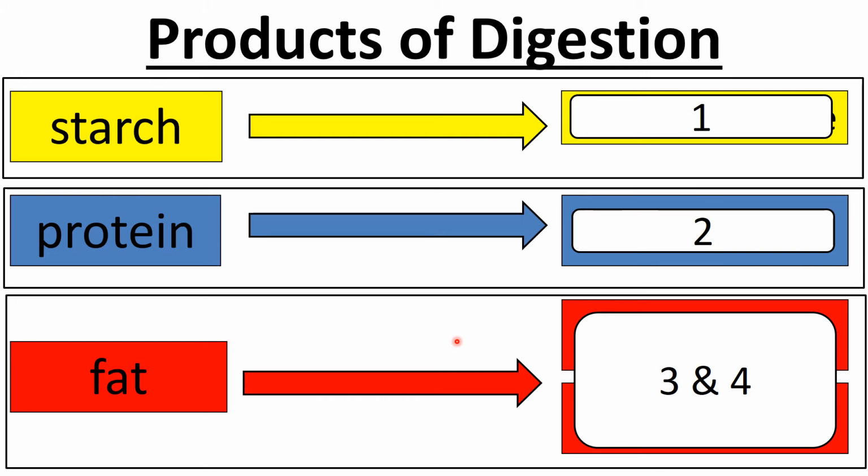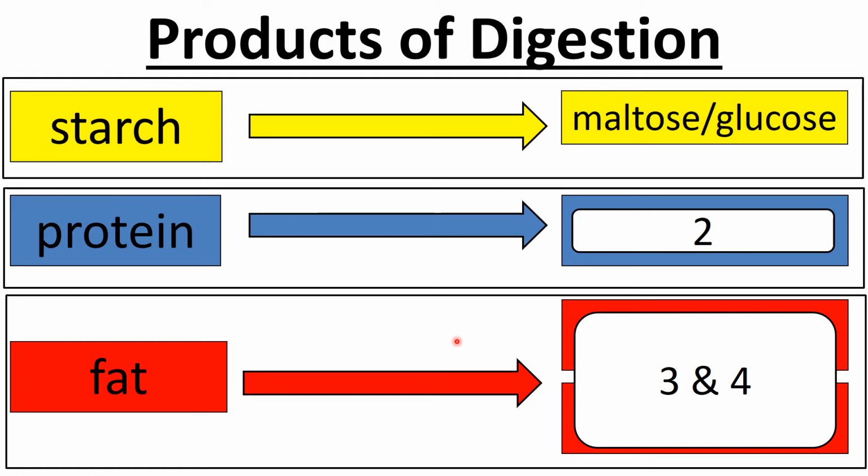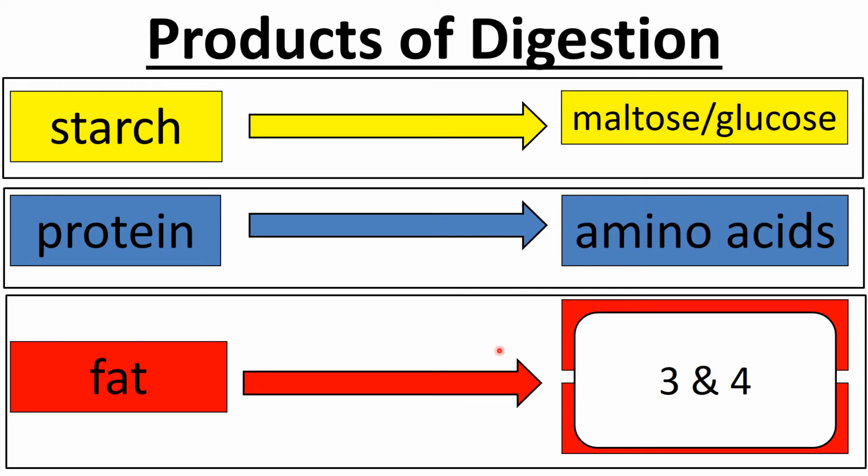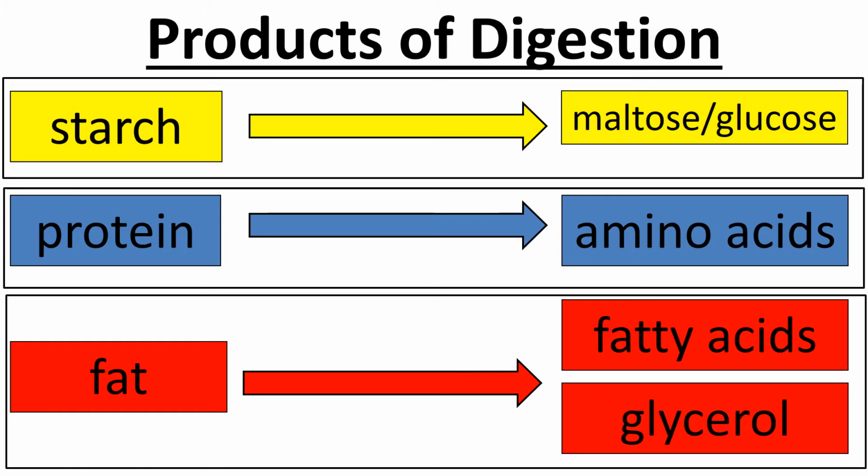So number 1, starch is broken down to maltose or glucose. You might remember SAM: starch, amylase, maltose. Protein, number 2, is broken down to amino acids. Fat, 3 and 4, is broken down to fatty acids and glycerol.